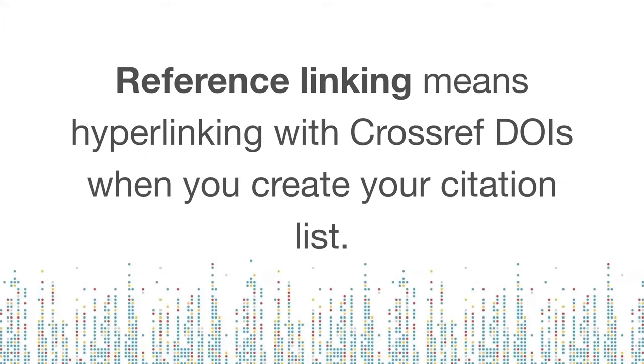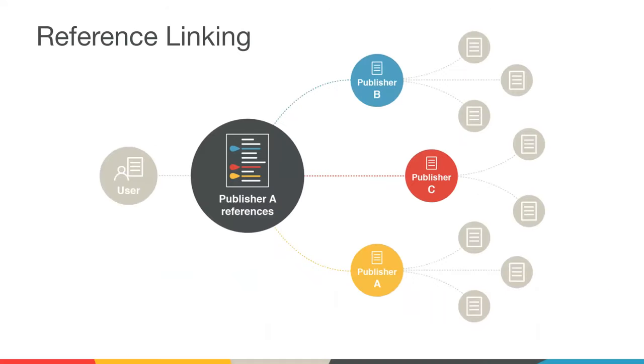So first up is reference linking. And what is this? It means that you hyperlink with Crossref DOIs when you create your citation list. And why is this important? This is a solution that makes it possible for readers to follow a DOI link from a reference list of a published piece of work to the location of the full text document on another member's publishing platform. And this builds a network infrastructure that enhances scholarly communications on the web. Because DOI links don't break over time, the DOI in the reference list should always take the reader to the location of the referenced article.